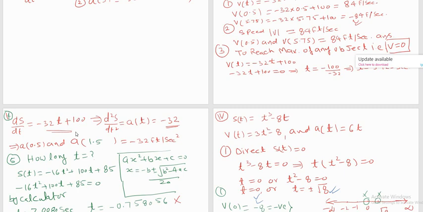What is the velocity? Minus 32t plus 100. Differentiate this one again. Whatever you have, that is your acceleration. So when you differentiate, d²s/dt² is equal to minus 32, because this is constant. Now, a(0.5) and a(1.5) are both minus 32 feet per second squared.